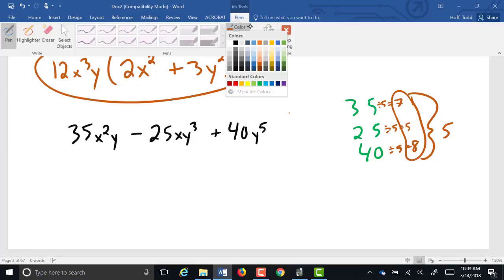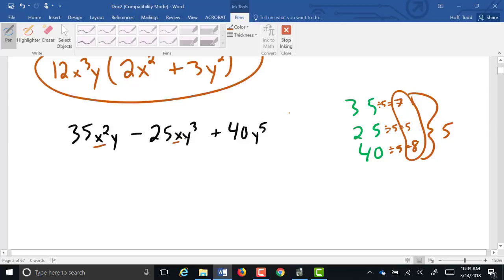Now for the variables, for x, what's the smallest power of x? We've got x squared, you've got x to the 1, and there's no x here, which means no x. Yeah, no x is the lowest power. So there is no x in our greatest common factor. How about for y? We've got y, y to the third, y to the fifth. Just the y. So 5y is our greatest common factor. To figure out the rest of it, we divide by 5y.